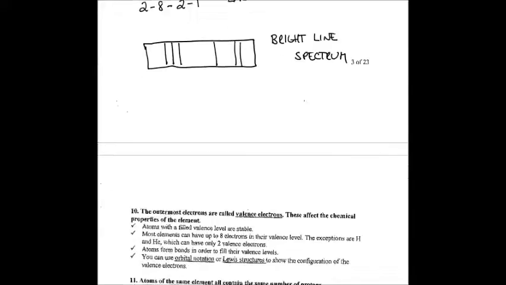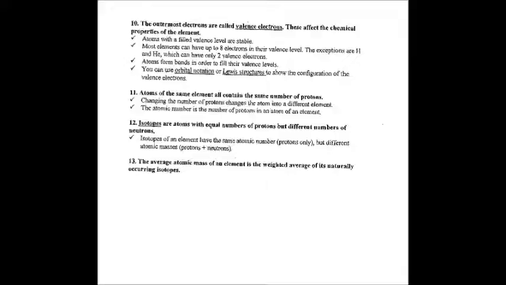If we go to page 4, we're still on topic 1, the atom. The outermost electrons are the valence electrons. These affect the chemical properties. And we should know how to do Lewis structures for the different atoms. We did 11 before. Same elements, same number of protons. Isotopes are atoms with equal number of protons, but a different number of neutrons. And we should know how to calculate an average atomic mass.